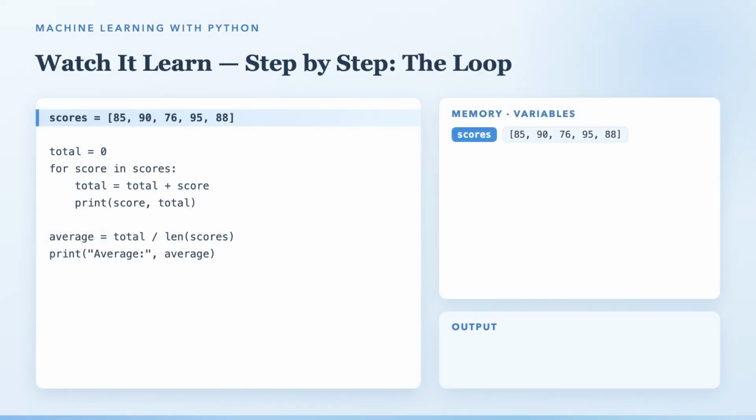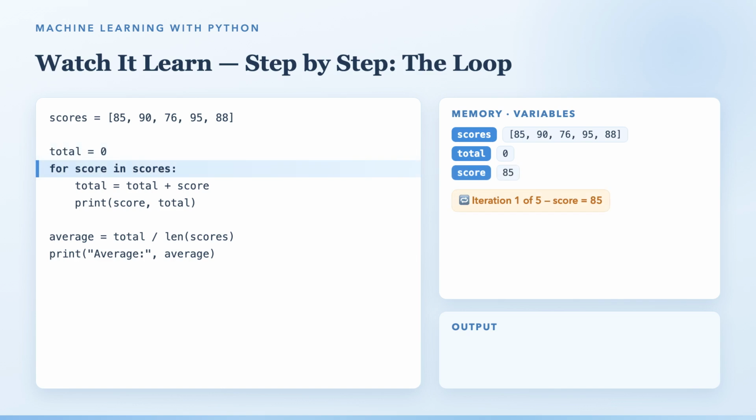Now, let's watch the computer actually work. Slowly, number by number, we start with an empty jar called total. Its tag says 0. Iteration 1. The loop picks up the first marble, 85. The tag called score now reads 85. We add it to the jar, 0 plus 85. The jar's tag flips to 85.